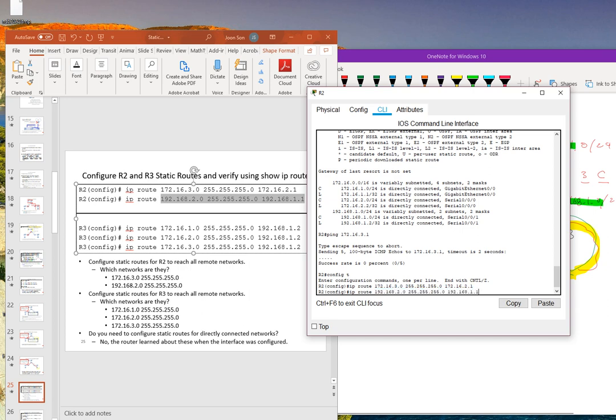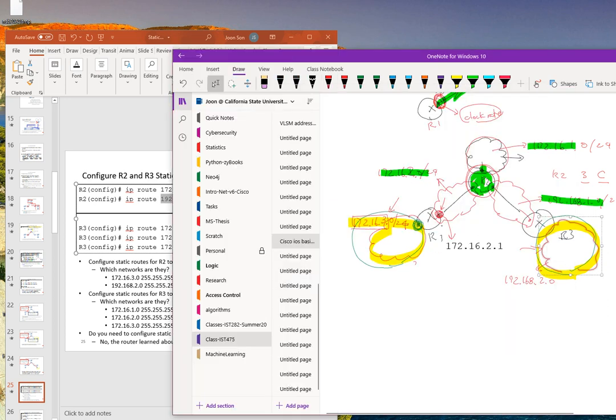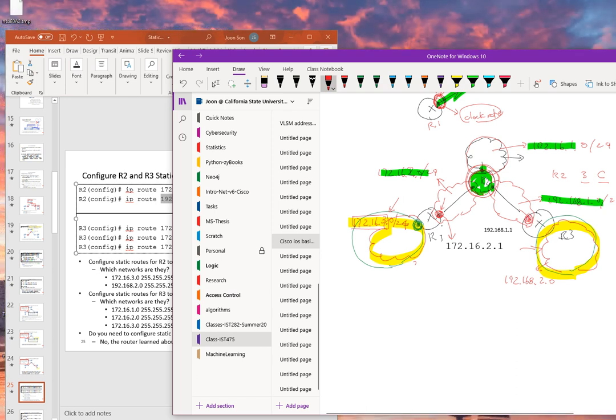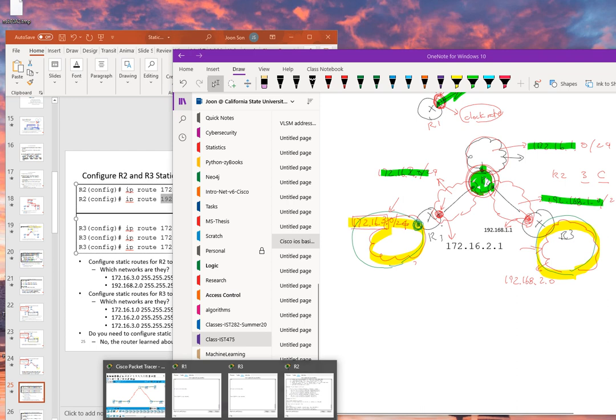So this is the next hop IP address, which is the IP address of this next hop. Right now you're in R2, so the next hop IP address is this one. Next hop, so that's the IP address right there.